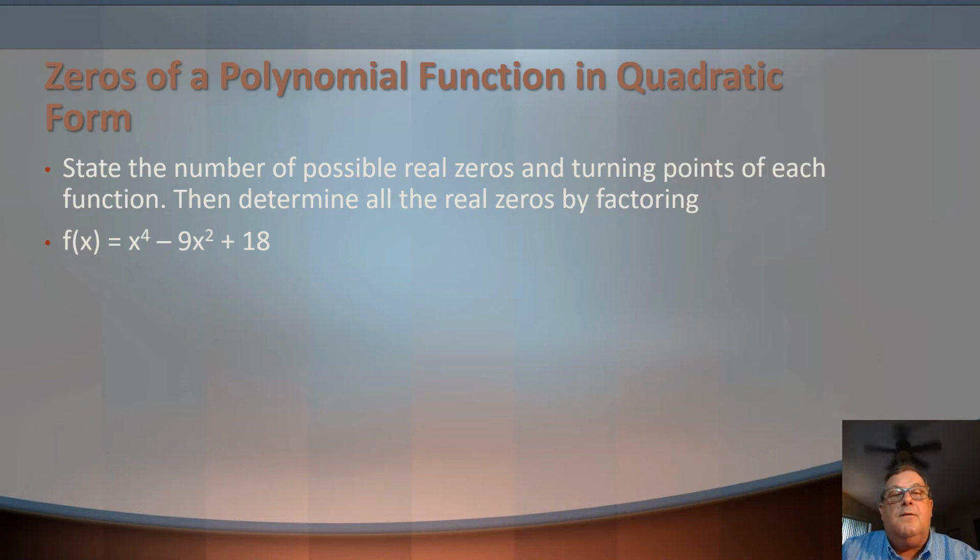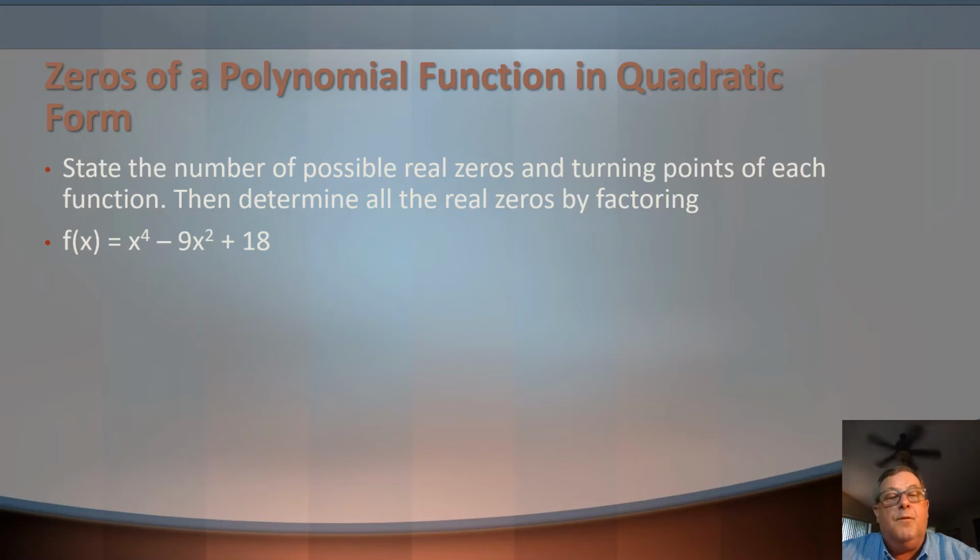All right, so once again, we're going to find the zeros of a polynomial function, state the number of possible real zeros and the number of turning points. But this time we're going to look at something called the quadratic form, and we're going to utilize something called U substitution to help us with the factoring. So we've got f of x equals x to the fourth minus 9x squared plus 18.